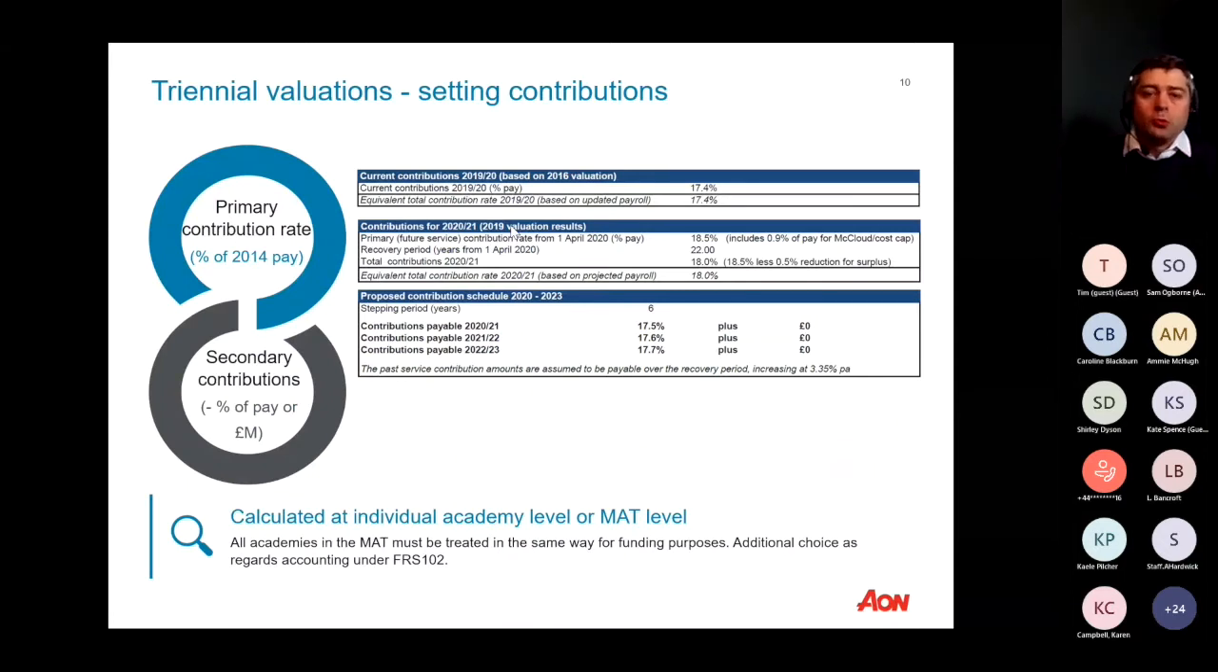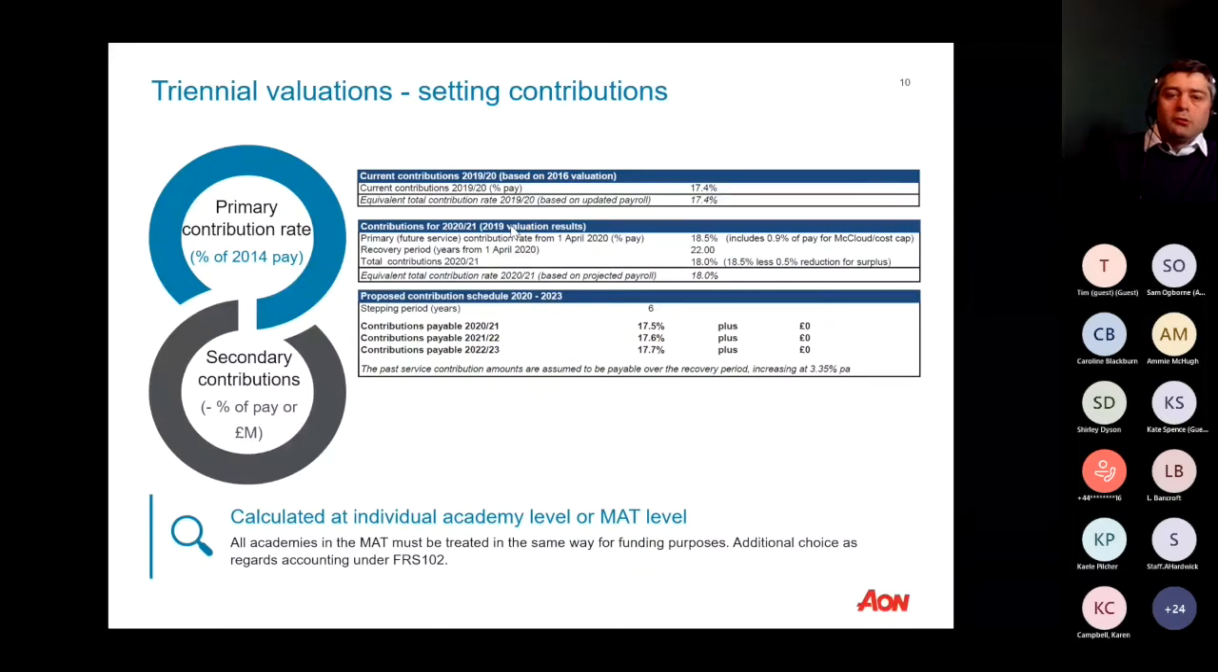The contributions that are calculated as part of the valuation broadly cover two elements. The primary contributions are to cover benefits which will build up in future, whereas the secondary contributions are an adjustment to allow for any surplus or deficit in the fund, as I mentioned before. Secondary contributions could be paid as an amount or as a percentage of members' pay.